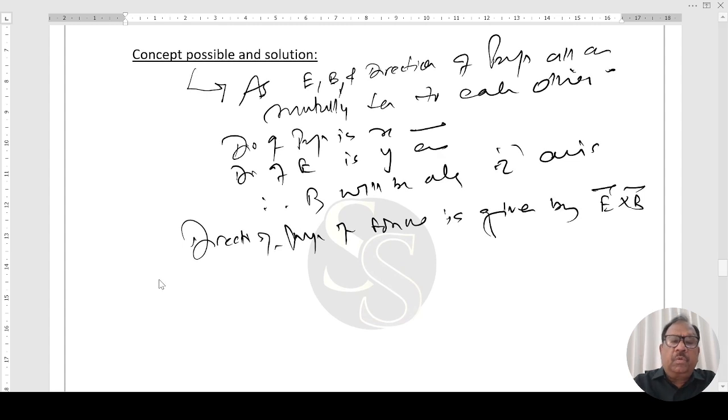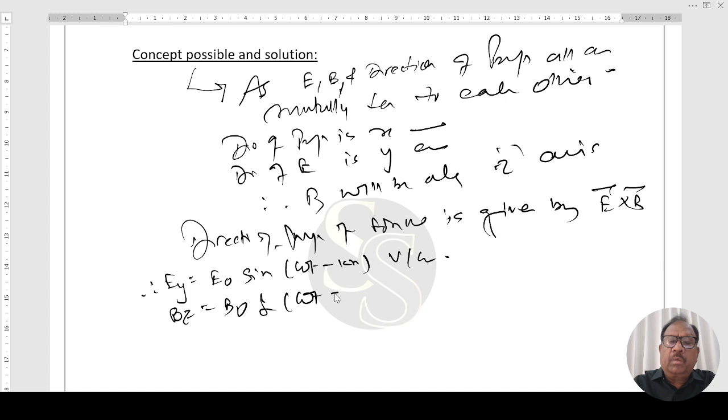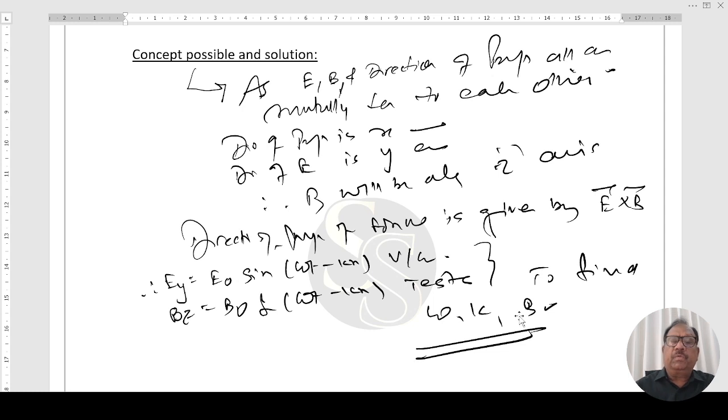Now, therefore, E naught sine omega t minus kx volt per meter, that is equal to Ey. Bz will be equal to B naught sine omega t minus kx Tesla. Now, to find omega, k and B naught and substituting in this one.